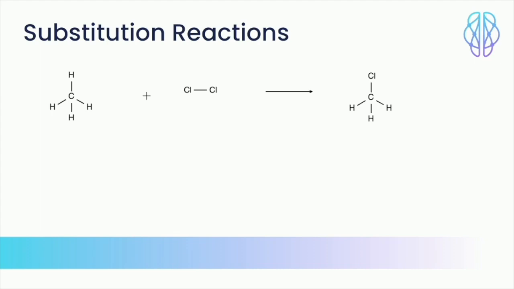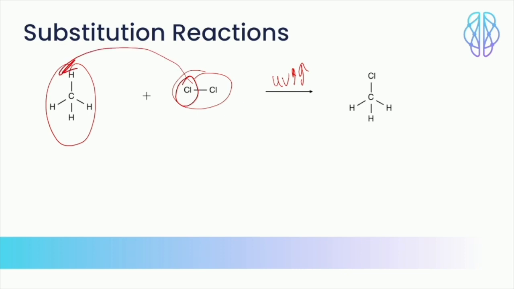But this is an example of that substitution reaction. I have a really simple methane molecule here, and I have chlorine gas. If reacted in the right circumstances, so lots of UV energy, this chlorine could potentially displace this hydrogen and give you chloromethane.